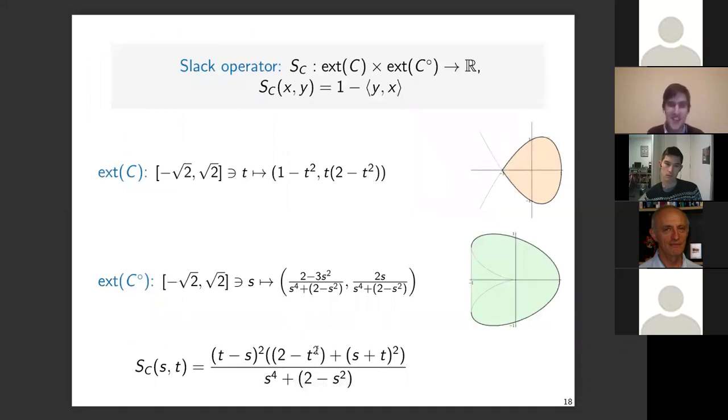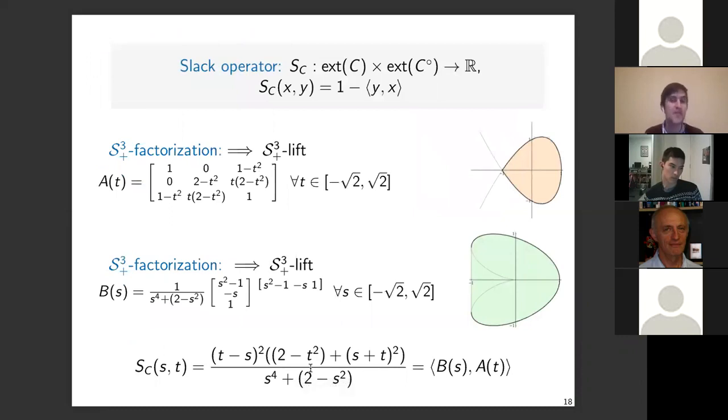Okay, I'm going to skip this example in the interest of time. Maybe if I share the slides later, you can look through it, but it gives an explicit example of a convex set and its polar, with explicit parameterizations of the extreme points. It describes the slack operator, and it gives an explicit factorization. What is a factorization? In this case, you map every extreme point to a 3x3 PSD matrix, every extreme point of the polar to a 3x3 PSD matrix, in such a way that the slack operator is exactly factorized in this way. And so you can check the details and see that this really works on a concrete example.